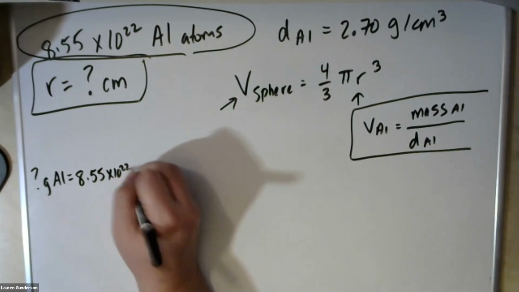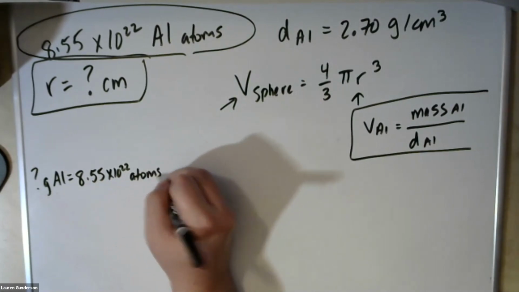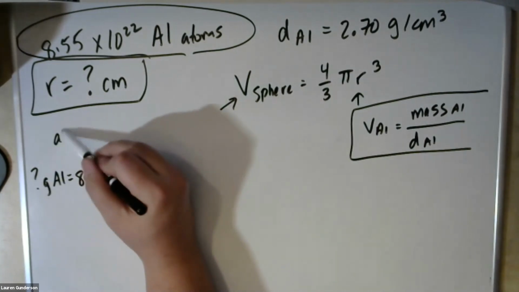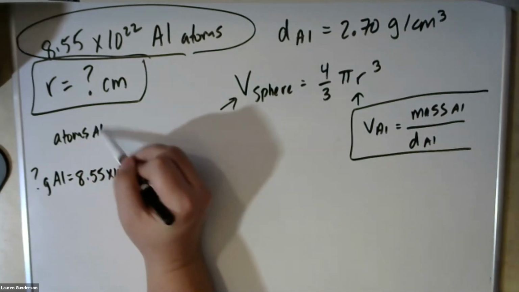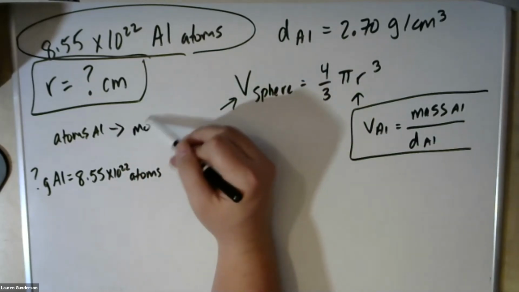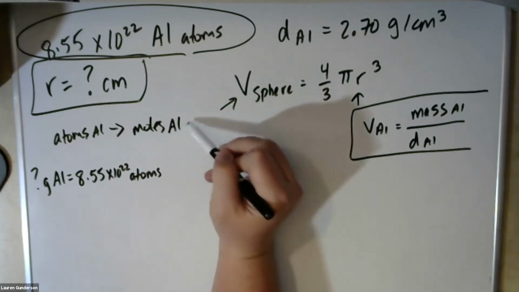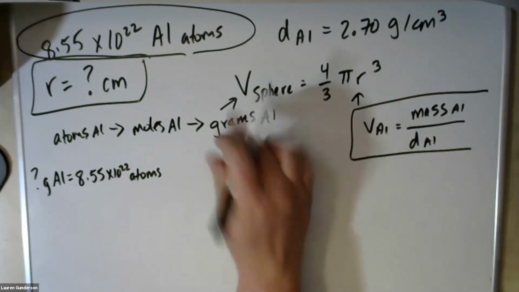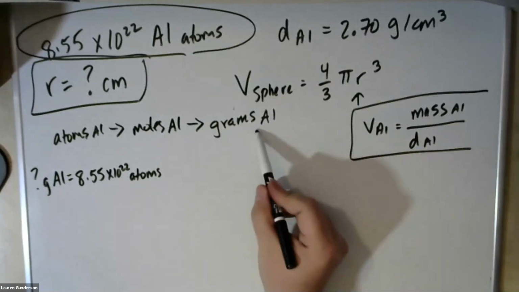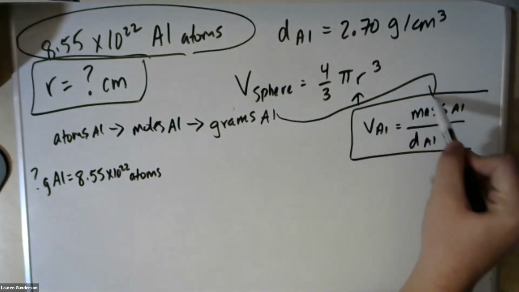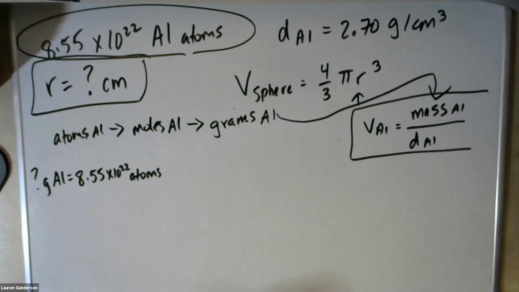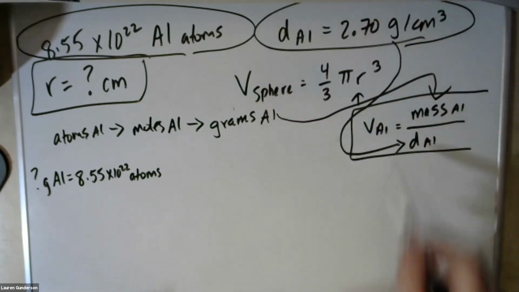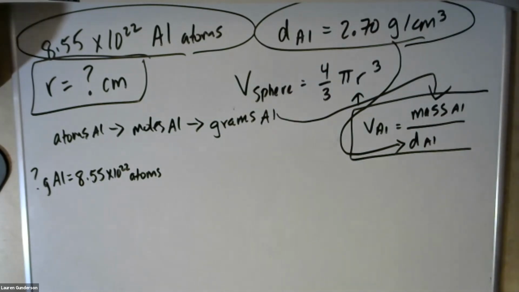8.55 times 10 to the 22 atoms. So we want to take this atoms value and go from atoms of aluminum into moles of aluminum, and from moles of aluminum into grams of aluminum. And once we know the grams of aluminum, we're going to pop it right in there. Okay, and we have this value here, which we'll put right there. Sound good?